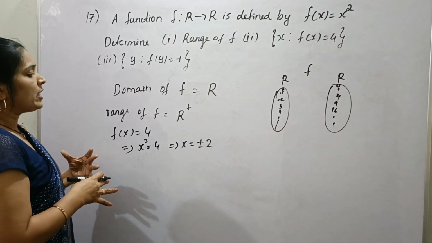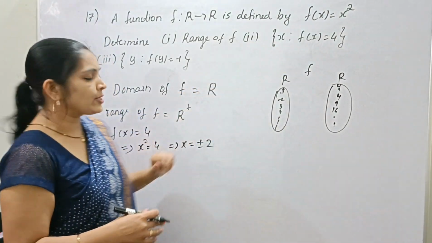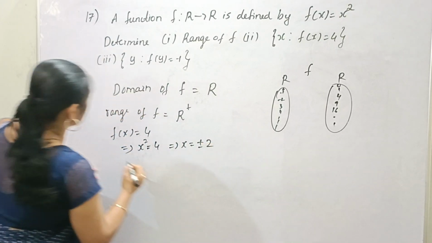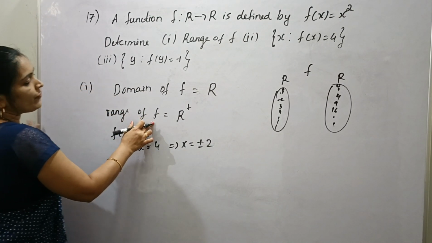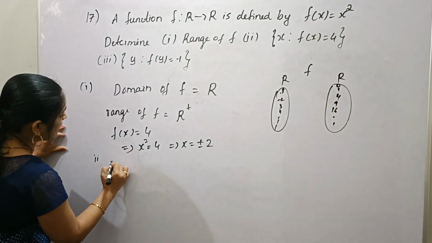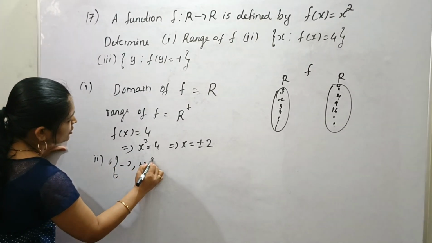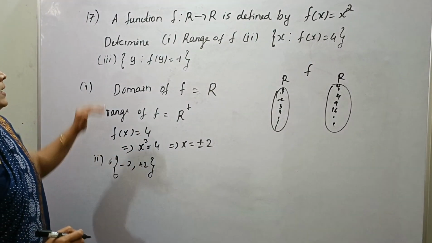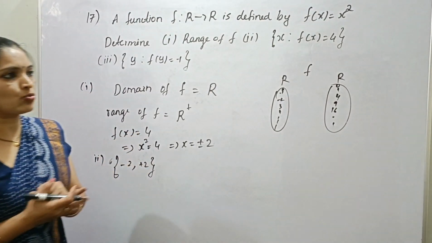Okay, so what are the x values? That is plus or minus 2. So this set we can write. See here, the first one, range of f is equal to positive real numbers. Second, the set is {minus 2, plus 2}. Okay, then next, the set of y such that f of y is equal to minus 1.